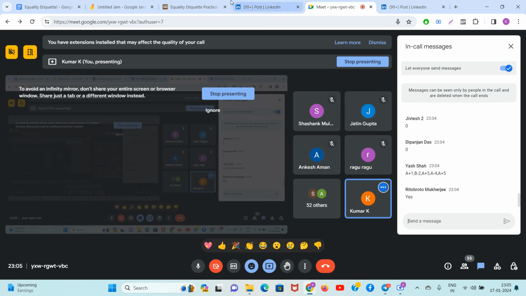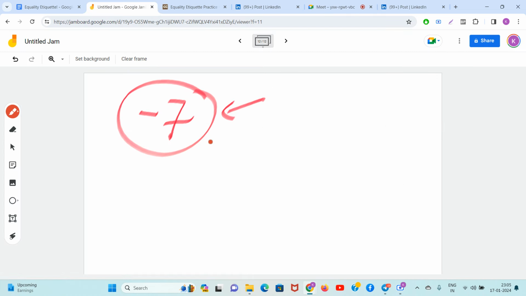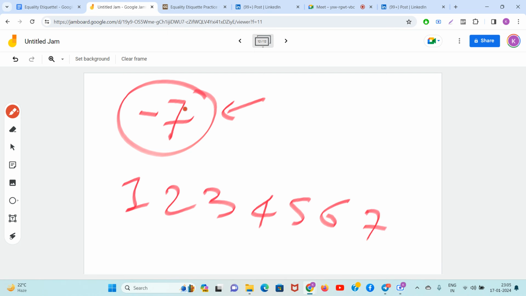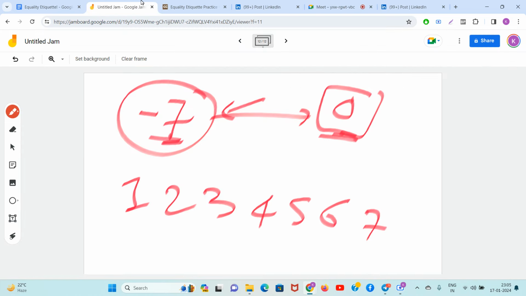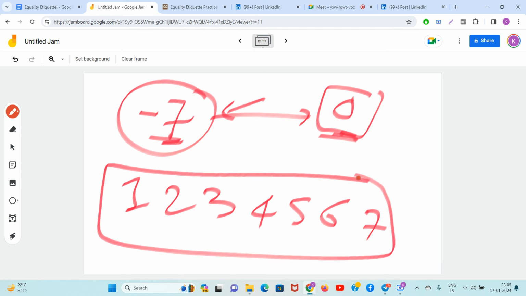Write yes in the chat. Now you just have this minus 7. Do whatever you want with these numbers. These numbers are going to fight this minus 7 and somehow this minus 7 should become 0. Guys, use your brain and tell me which number if you add to minus 7 it will become 0. Plus 7. It means you need to do operations with these numbers such that a plus 7 comes out.